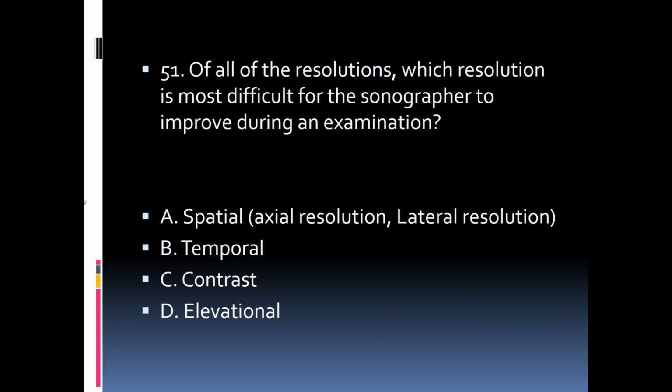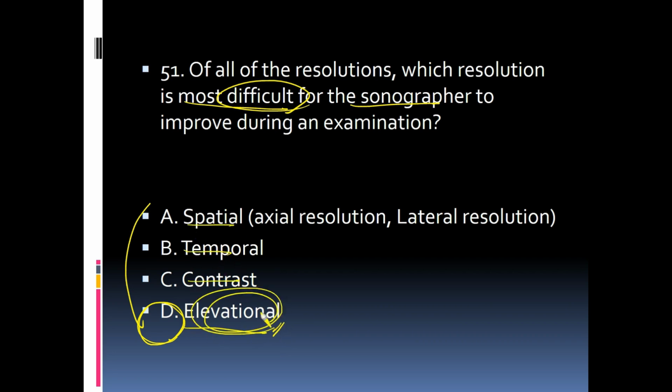If you look at the question, it asks which of the resolutions listed below is the most difficult for the examiner to control. The correct answer is choice D. This can be considered as elevation or slice thickness. Compared to the other items, these aspects here have many limitations, even if the examiner adjusts the equipment panel. Let's take a look at the related video.